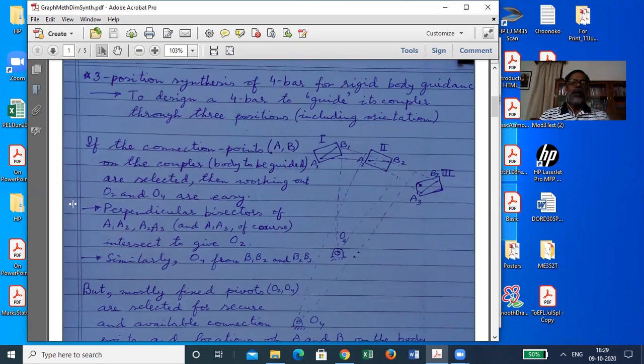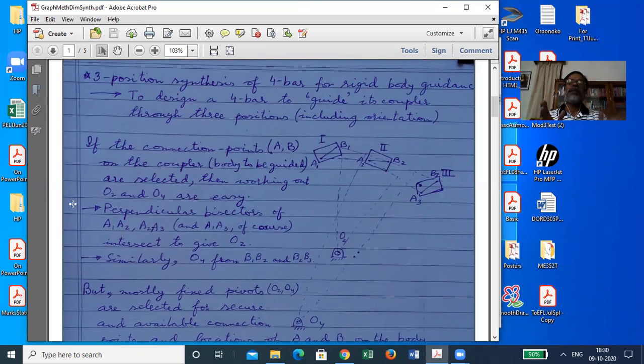So for the graphical method, we cannot go beyond three position synthesis. I mean, there are methods which go up to five position synthesis, but that would be too much for a UG course. Even four position would be a little too much for a UG course. Three position synthesis, graphical methods you can handle. And through this three position synthesis, I strive to give you the flavor of graphical methods.